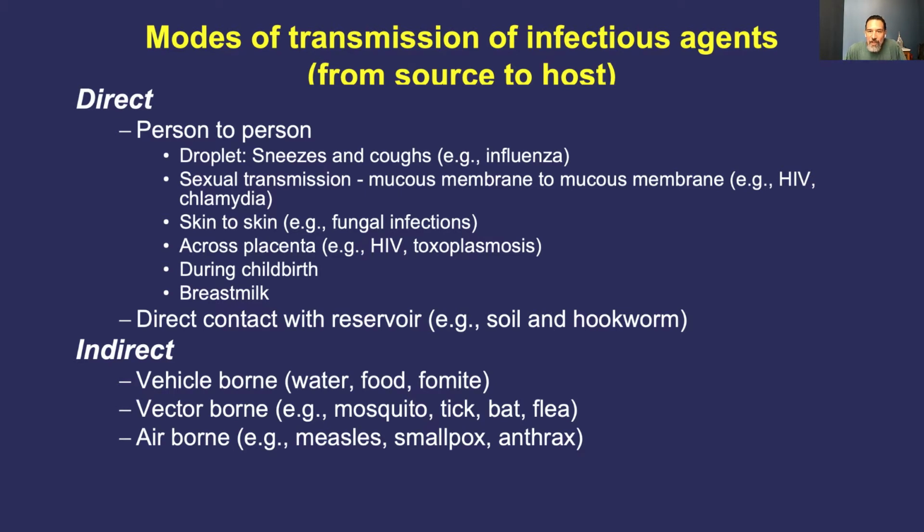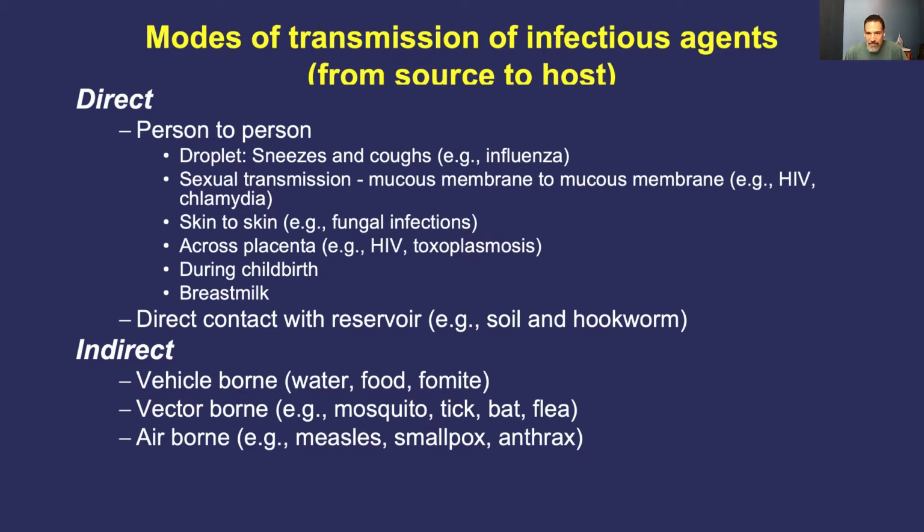An important epidemiological classification is the mode of transmission of an infectious agent from the source to the infected individual. Broadly, the mode of transmission can be either direct or indirect. Direct refers to transmission directly from the source, and this includes things like person-to-person transmission resulting from exposure to, say, the droplets from sneezes and coughs, or sexual activity, skin-to-skin contact, or transmission across the placenta during pregnancy. A direct transmission can also result from direct contact with the reservoir, for example, getting hookworm through direct contact with soil, or getting coronavirus through direct contact with bats.